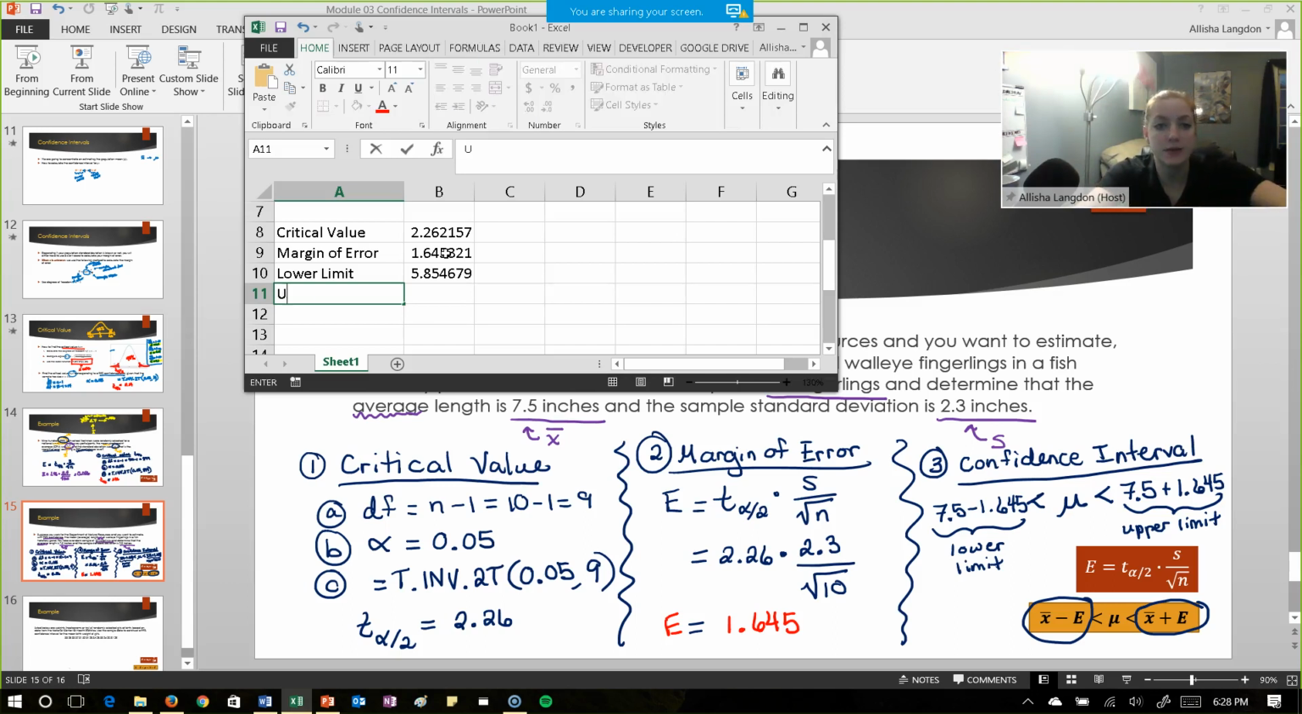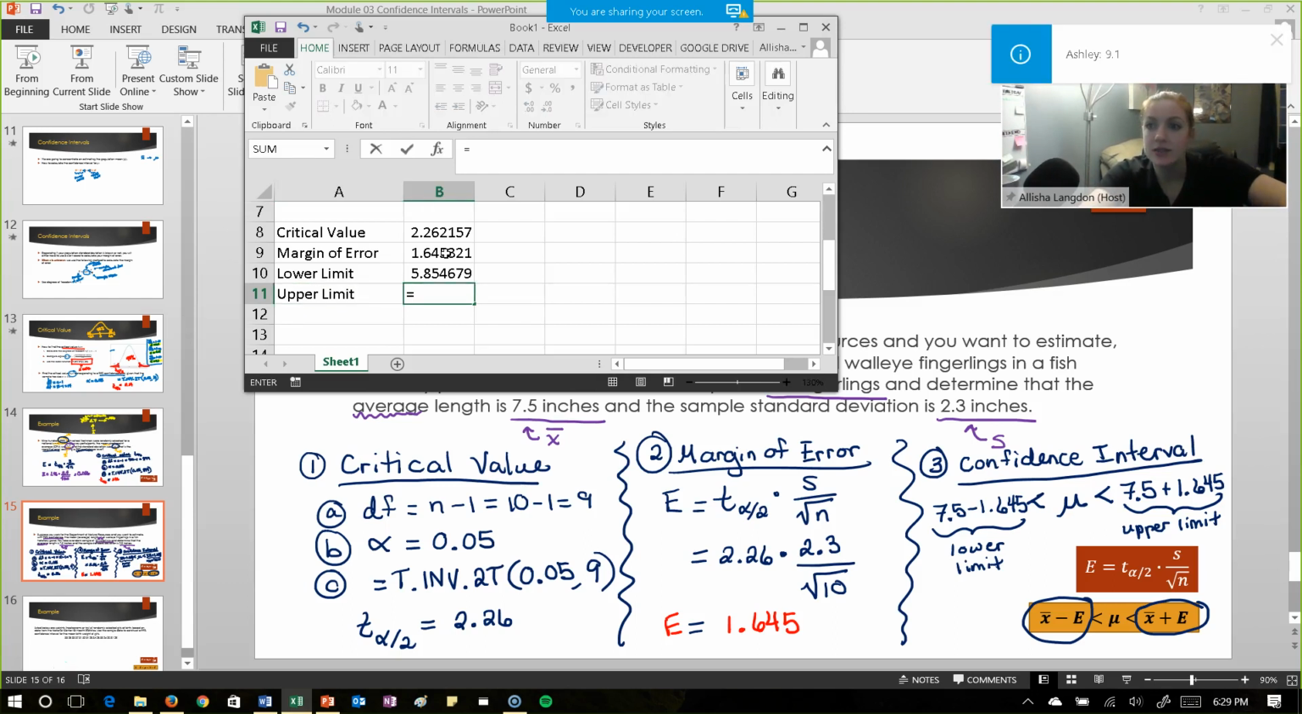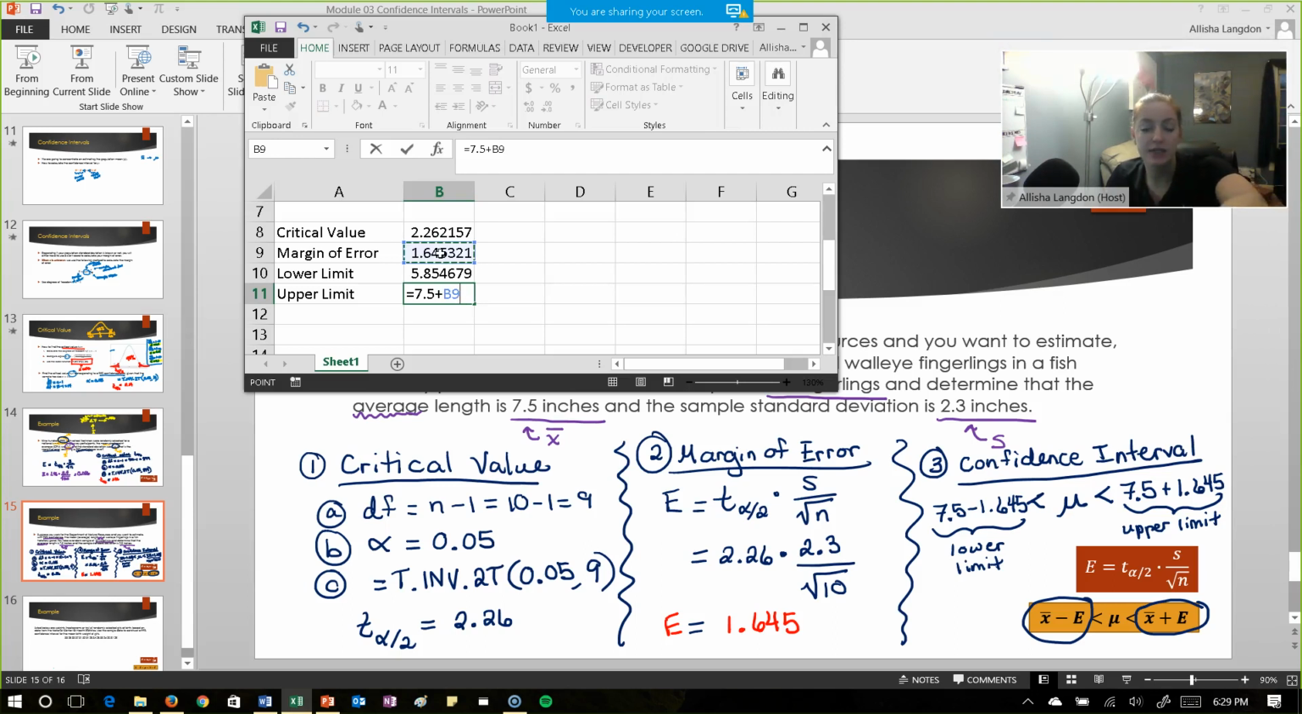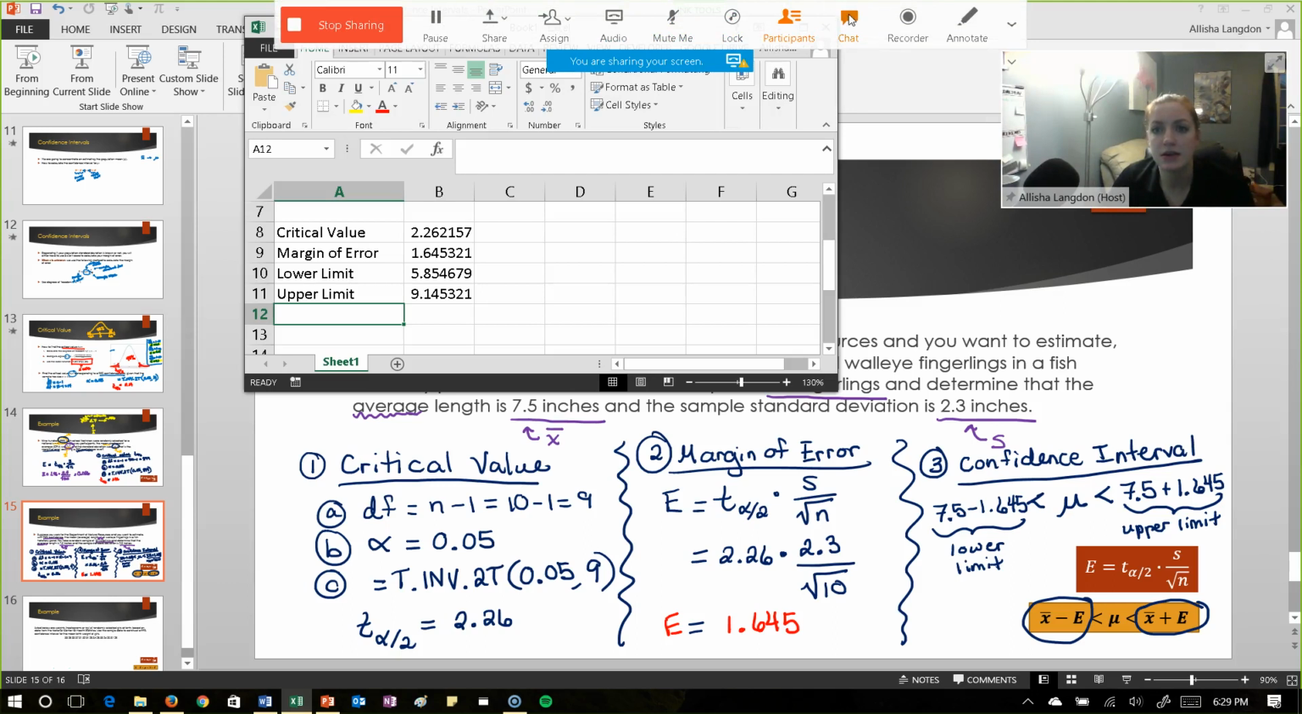What's my upper limit? Let's calculate it. So 7.5, and we're going to add my margin of error. So again, I'm going to click my margin of error cell, double check that it looks correct, hit enter. 9.1, I think that's what you said up there. Yes, Ashley is correct. 9.1 would be our upper limit.